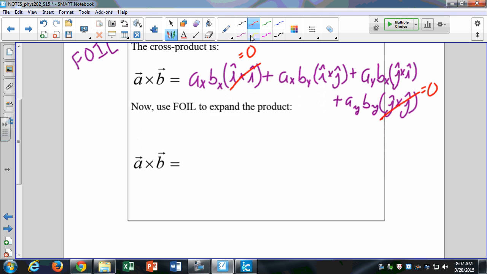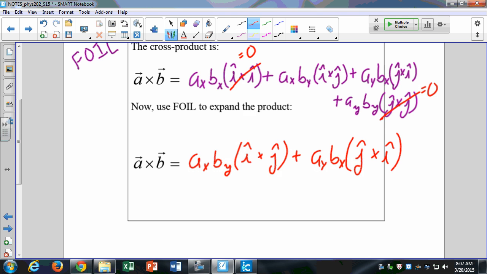So my product then is going to be AXBY, I cross J, plus AYBX, J cross I, when I get rid of those.